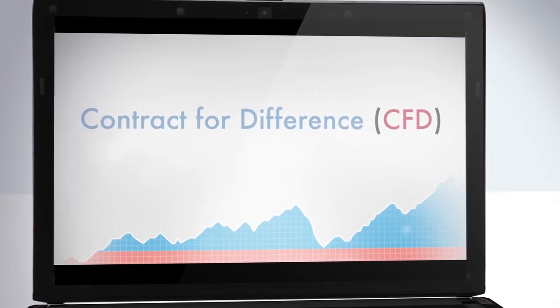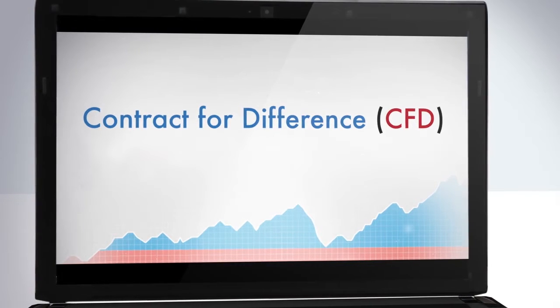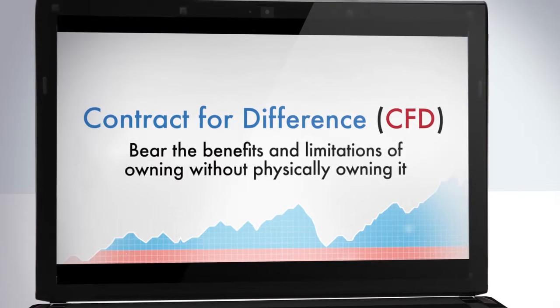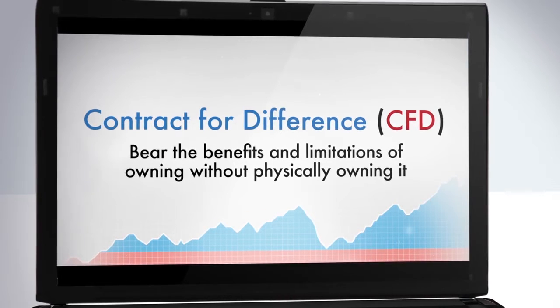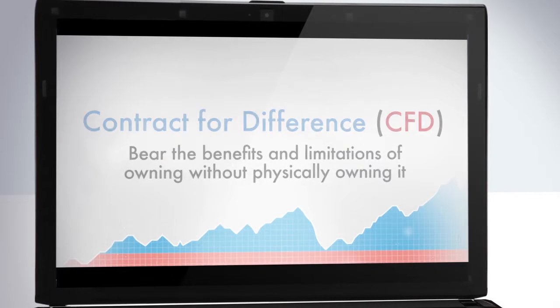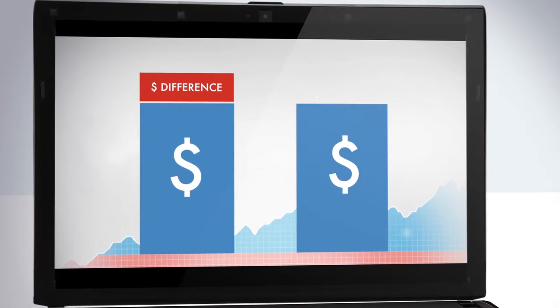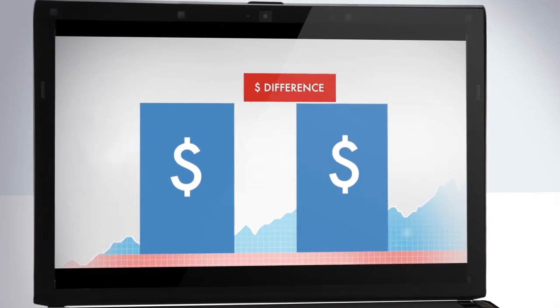One of the ways to trade metals is to manage a contract for difference, abbreviated as CFD, where one can bear the benefits and limitations of owning the underlying without physically owning it. In a CFD, the seller will pay the buyer the difference between the current value of an asset and its value at contract time. If the difference is negative, then the buyer pays the seller instead.